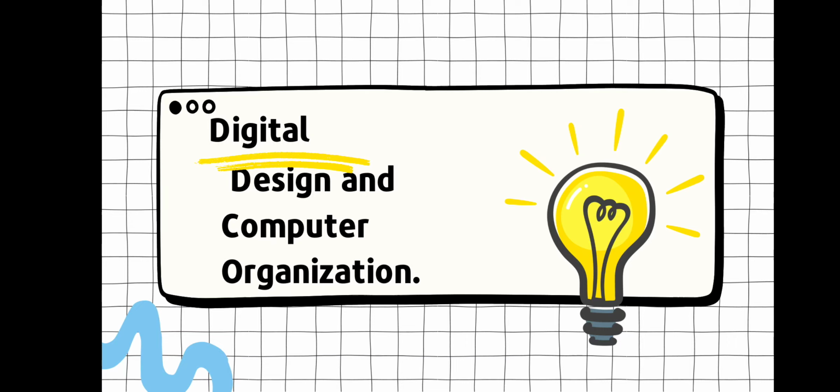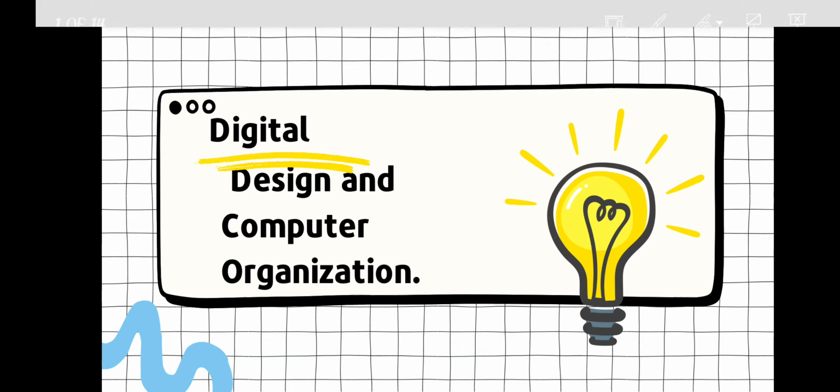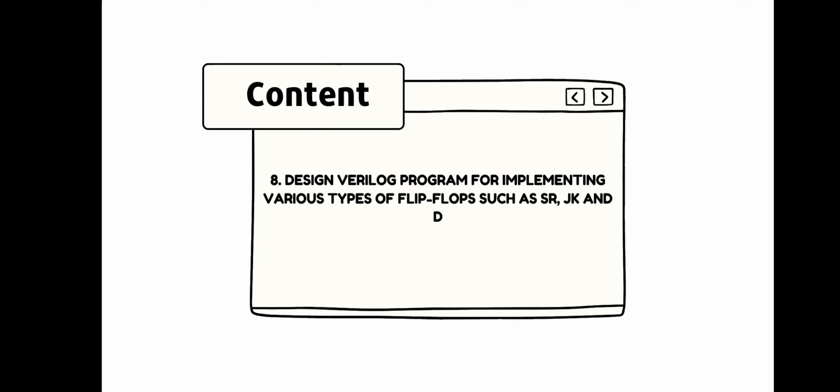Hi everyone, we are going to learn about the 7th lab experiment, that is, design Verilog program for implementing various types of flip-flops such as SR, JK and D flip-flop.